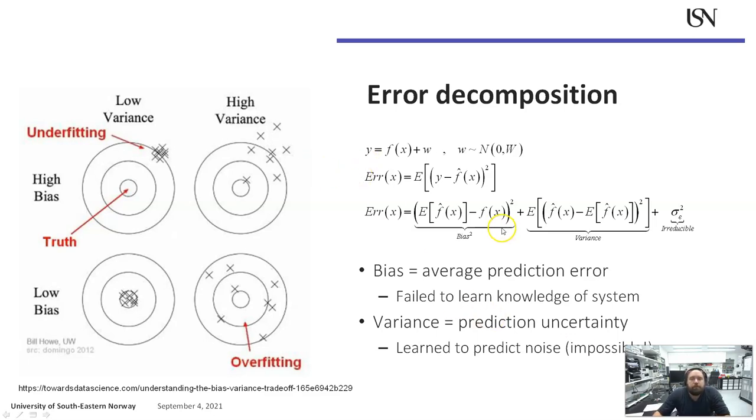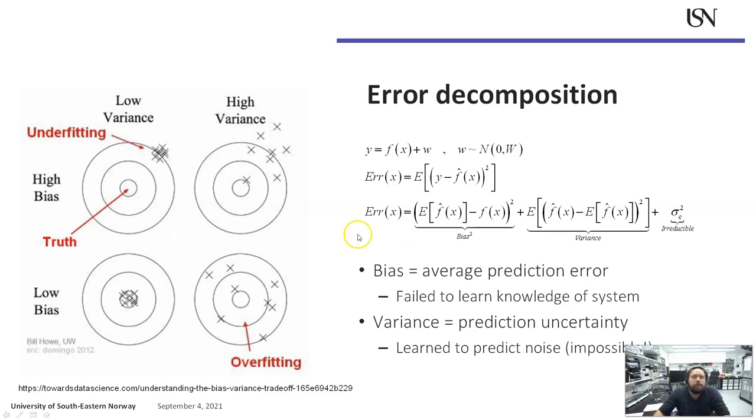So one contribution to the overall error of your machine learning model is what we call the bias. And that is the difference between the average prediction of your model and how the actual system behaves. So it's the expected model behavior minus the actual system. That's what we call the bias. So this is an error which represents your model predicting something wrong. So it mispredicts what the physical system is going to do.